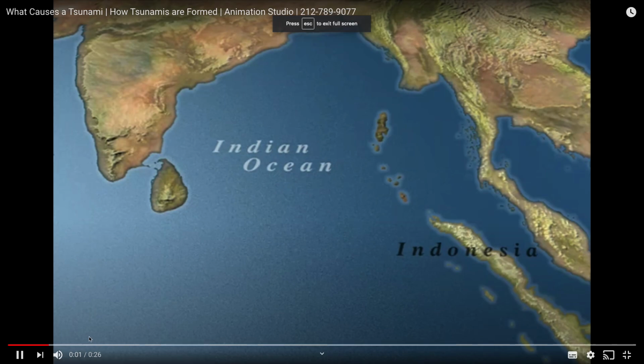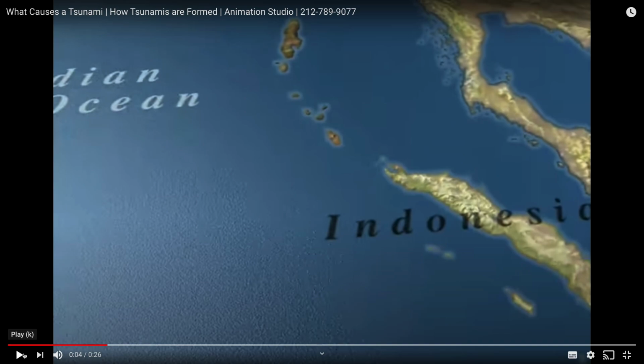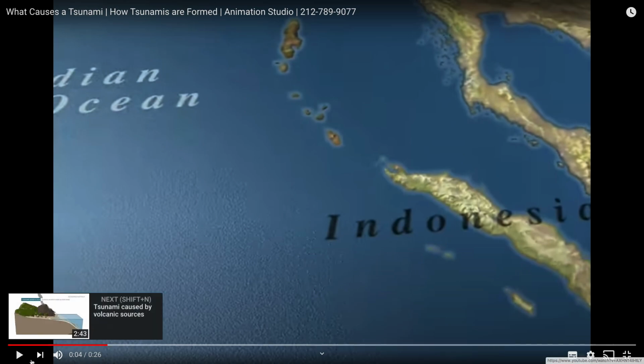You may recall, the quake occurred deep beneath the Indian Ocean. I'm going to pause for a second. You may recall that I said when we did divergent margins, even though the first type of them are under the water, you do not get tsunamis. And that's true. I'm not about to contradict myself.